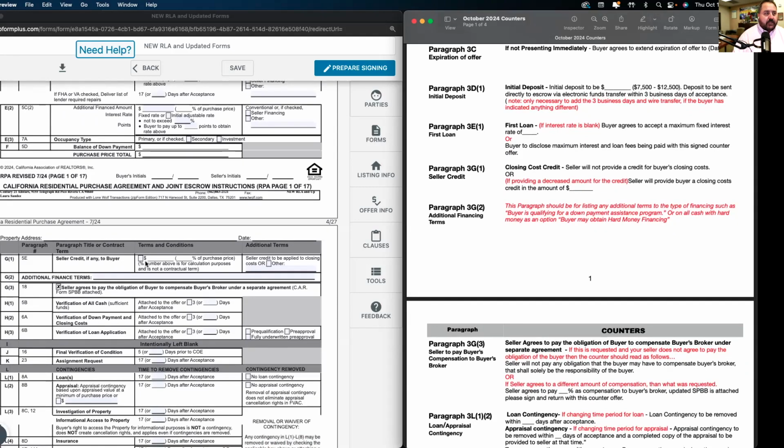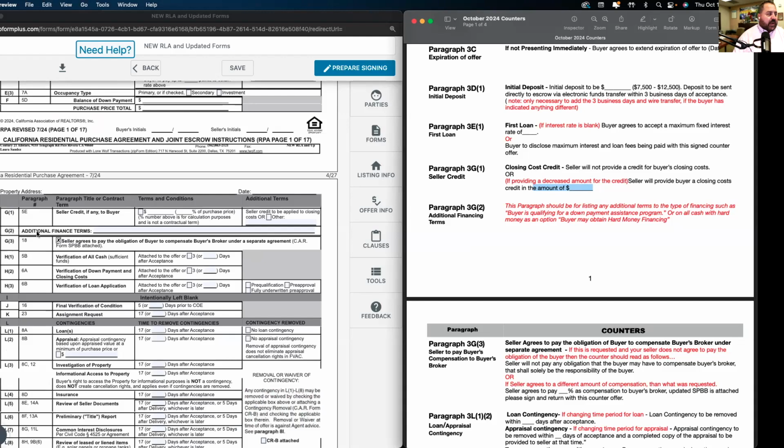Let's go to 3G1. This is credits. Closing cost credit. If you're not going to pay a closing cost credit at all, and they've asked for one here, then you're going to put seller will not provide a credit for buyer's closing costs. If you're going to change the amount, straightforward: seller will provide buyer a closing cost credit in the amount of blank, whatever it is. It's very straightforward.